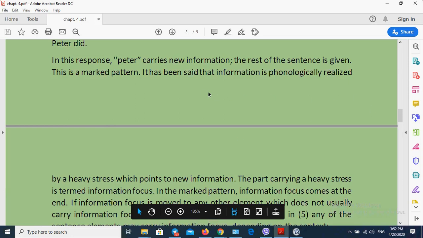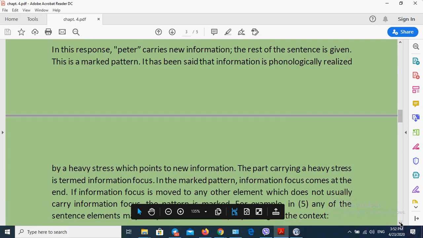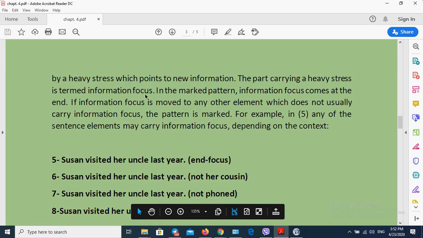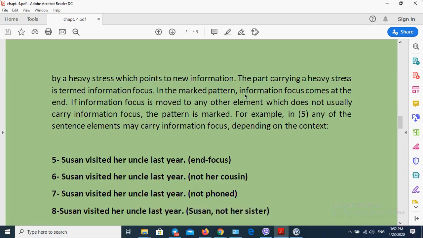This points to new information because it has heavy stress. The part carrying heavy stress is termed information focus. Also, you focus on that information. In the unmarked pattern, information focus comes at the end. If information focus moves to any element which doesn't usually carry information focus, the pattern is marked.